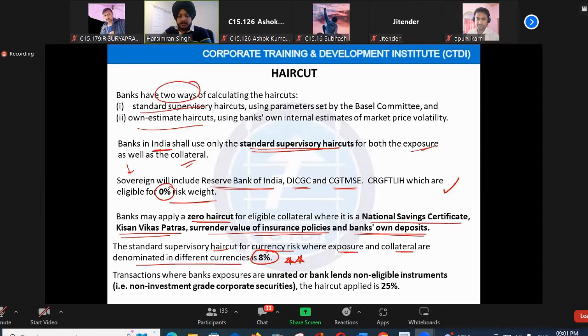Okay, so on these exposures, RBI says apply a 25% haircut. That means if you are buying a bond worth 100 rupees of a lower rating like BB and below, you will take the value of exposure to 25% add. That means 125. Did you understand this? This is a very good example of haircut on exposure. Is that clear?